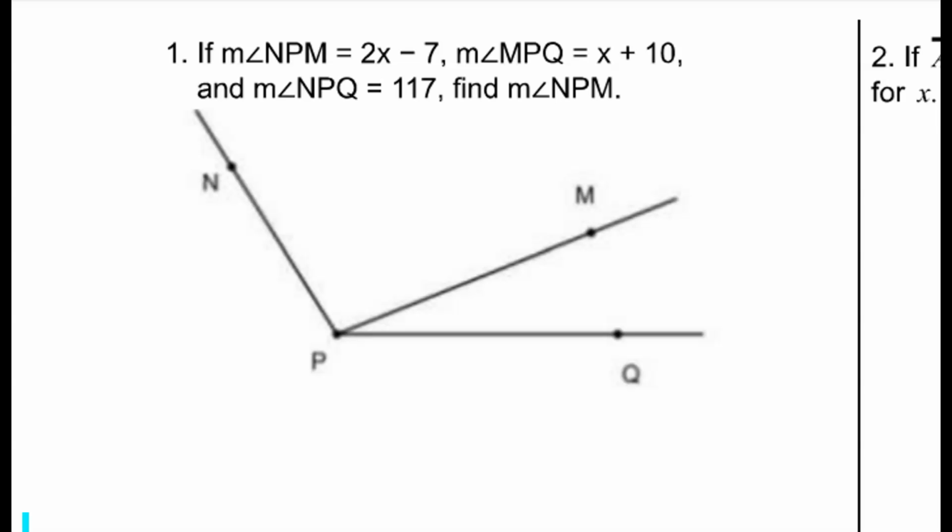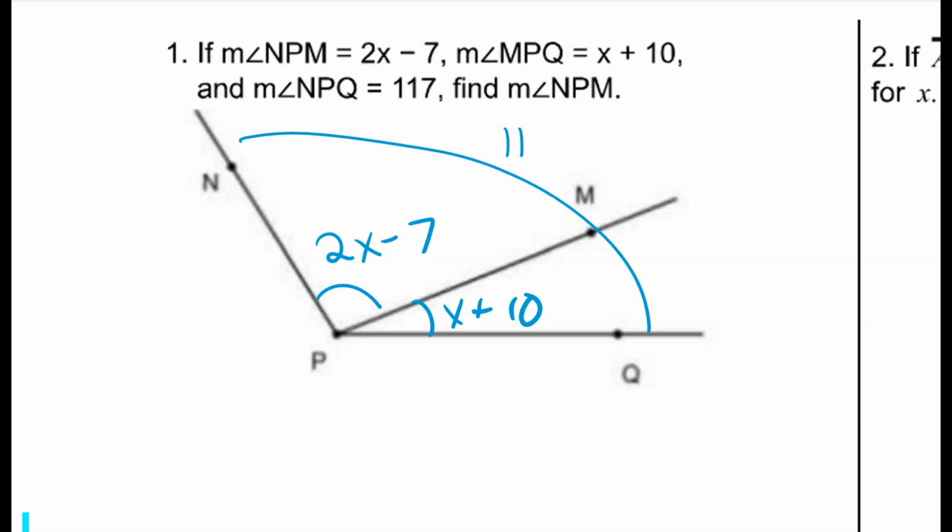So for number 1, if the measure of angle NPM equals 2x minus 7, remember, we name an angle with 3 letters, so if I trace it out, NPM, it's going to be that angle right there. So I'm just going to mark that in my picture as 2x minus 7. The measure of angle MPQ, that angle right there, is x plus 10. And the measure of angle NPQ, which is just the big angle, the whole angle, is 117. Find the measure of angle NPM.